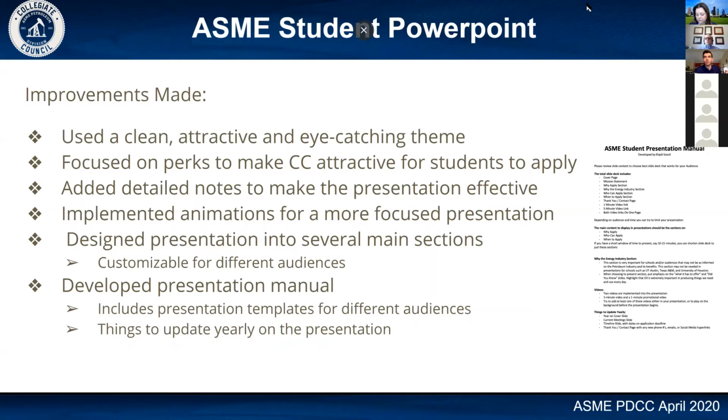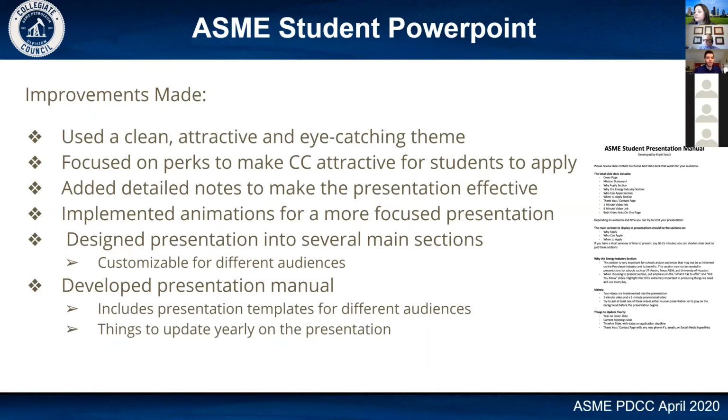So my goal was to make the presentation be able to be presented by anyone, either a Collegiate Council member or anyone who is a part of the ASME organization at different universities, to be able to go through the presentation beforehand and spend probably 10-15 minutes looking through all the notes and completely know how to present it very well and understand all the material in it.